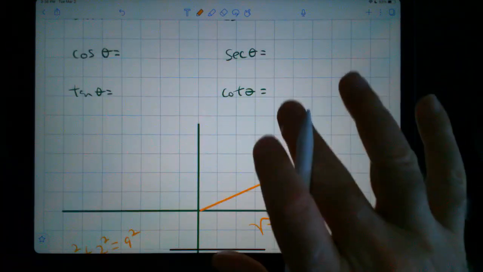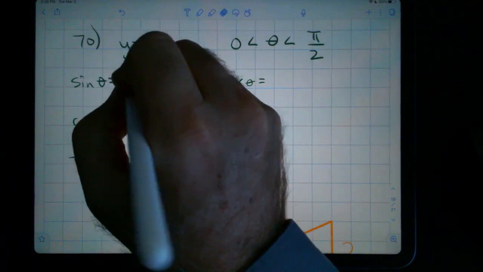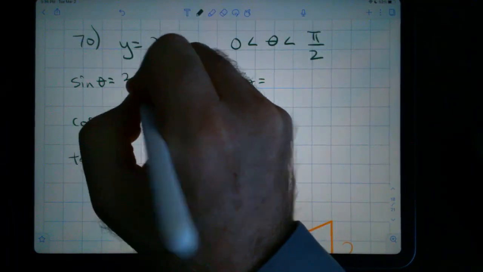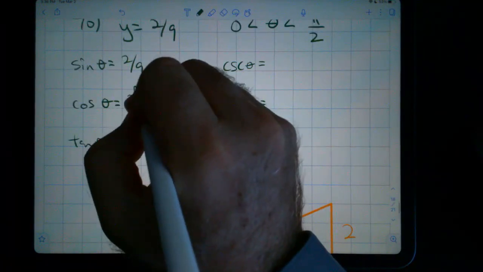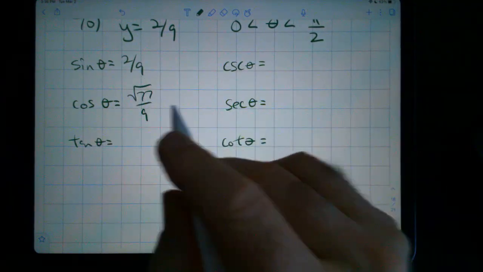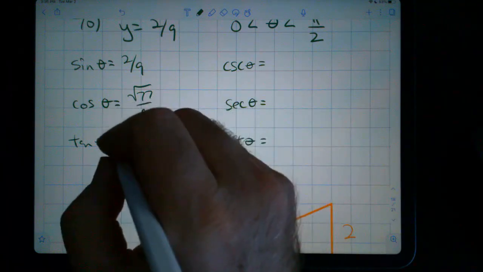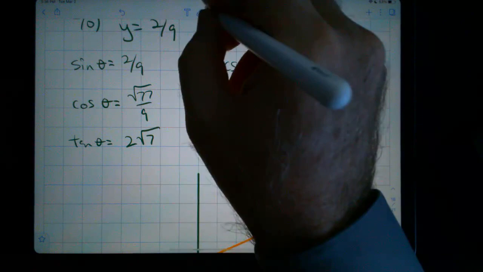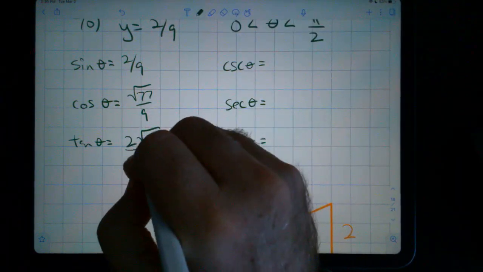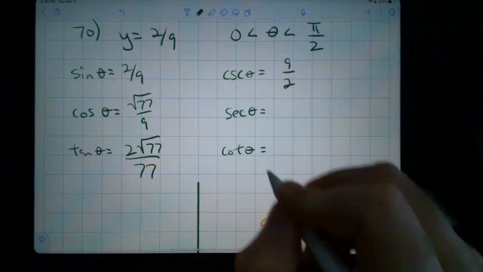Okay. So sine is 2 over 9. Cosine is root 77 over 9. Tangent is sine over cosine, but this is going to be 2 root 77 over 77. Cosecant is the inverse of sine.